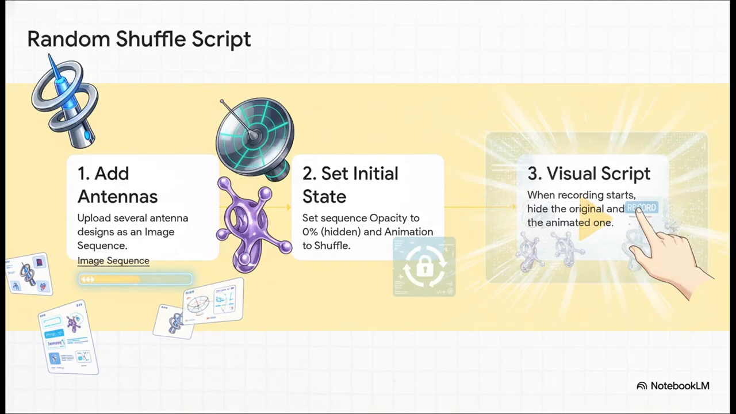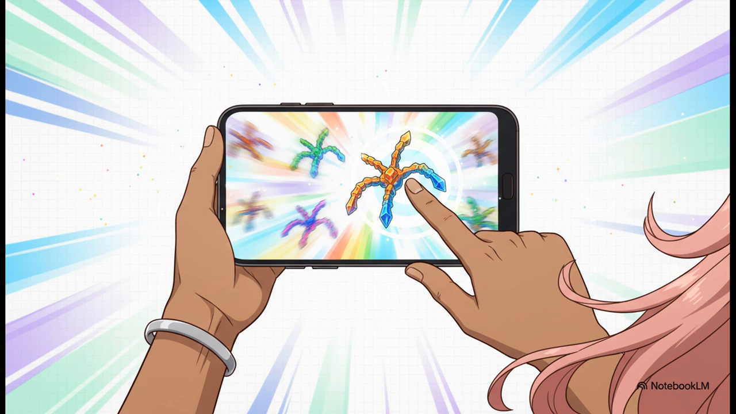First, you upload a few different antenna designs as what's called an image sequence. We'll set this whole sequence to be hidden at the start, and we'll set its animation to shuffle. Then, we use our visual script to create a simple rule. When the recording starts, hide our original static antenna and make the new shuffling sequence visible. It's a really simple switch that creates this awesome dynamic effect. That's already pretty cool, right?